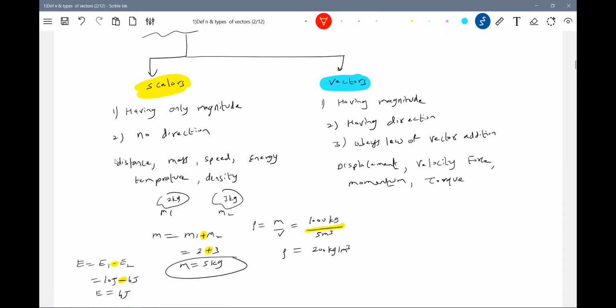Because we are able to do this mathematics, we are able to add masses, take the difference between energies, and divide mass by volume, because there is no direction involved, and it was very easy. Dealing with scalars was very easy. Now, how to add two quantities which have a magnitude and a direction? How to deal with vectors?